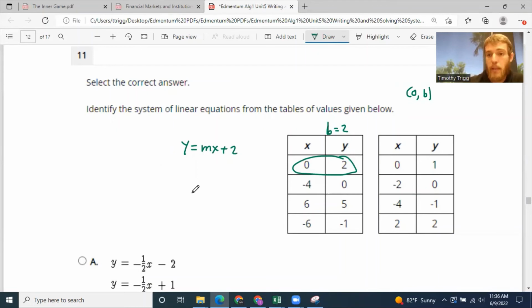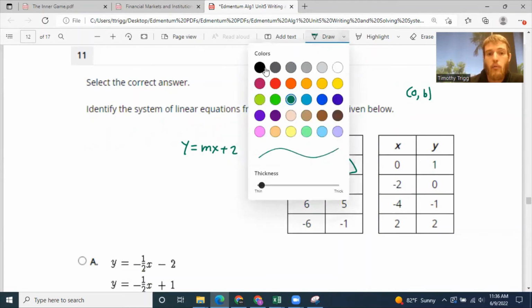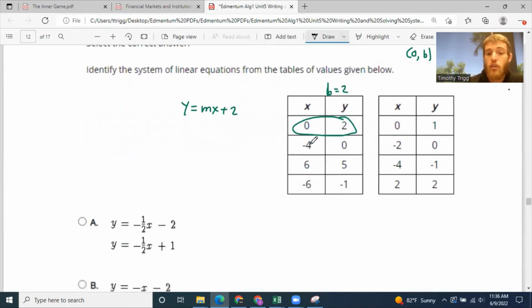Now, what's the slope in this case? What's the m? Well, to calculate the slope, you can do the rise over run. And you could use any 2 points you like. I'm just going to use these first 2 points. To figure out the rise, you go ahead and subtract the y values: 2 minus 0. So rise over run, and then subtract the x values on bottom to find the run. So in this case, 0 minus -4.